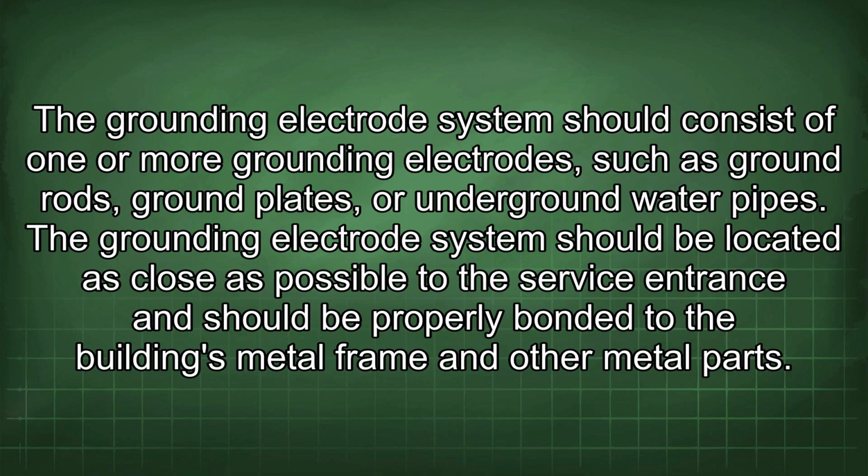The grounding electrode system should consist of one or more grounding electrodes, such as ground rods, ground plates, or underground water pipes. The grounding electrode system should be located as close as possible to the service entrance and should be properly bonded to the building's metal frame and other metal parts.